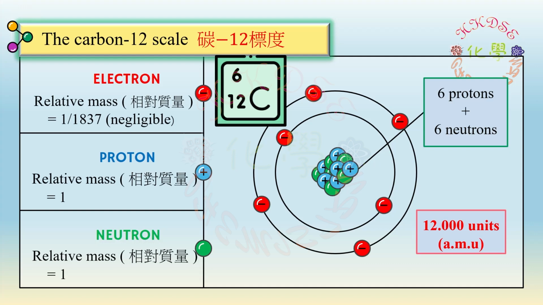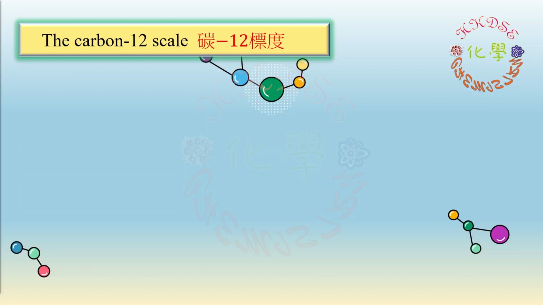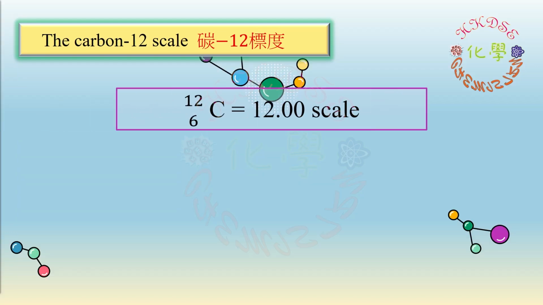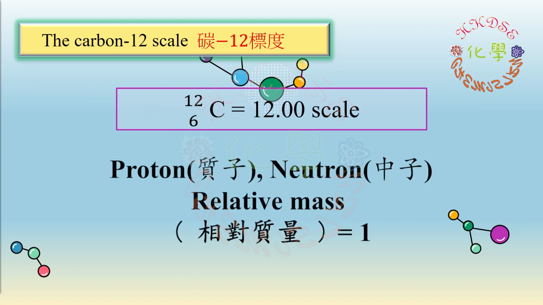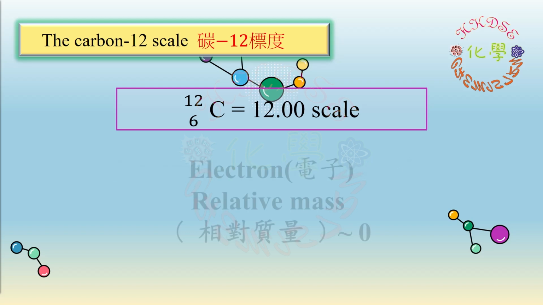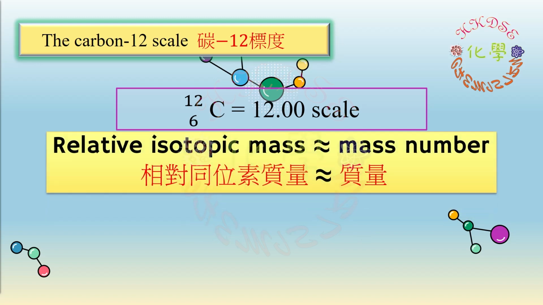Carbon-12's atomic mass could be measured particularly accurately, compared to the other elements on the periodic table. On the C12 is equal to the 12.00 scale, since the relative masses of a proton and a neutron are both very close to 1. The relative mass of an electron is nearly 0, thus the relative isotopic mass of an isotope is roughly equal to its mass number.